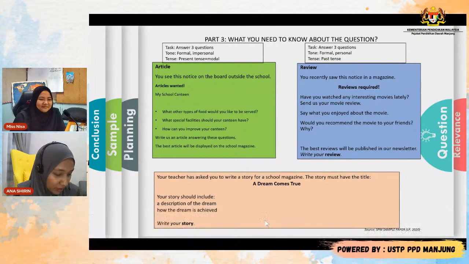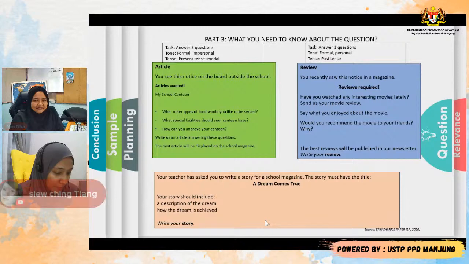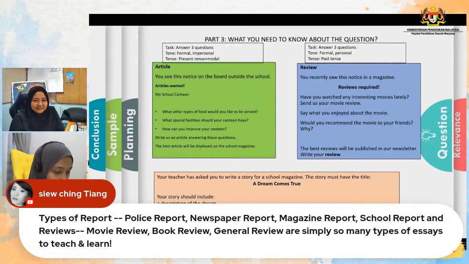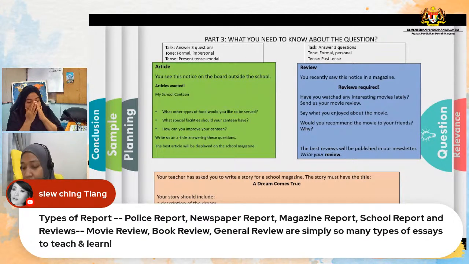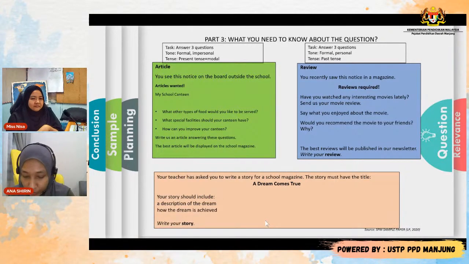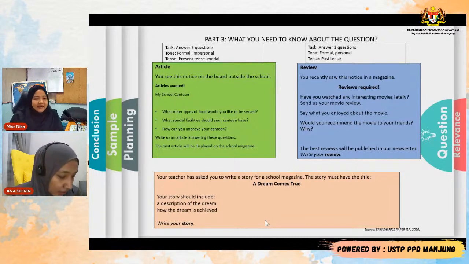I see here Cikgu Tiang mentions types of report: police report, newspaper report, magazine report, school report, and reviews. So many simple types of essays to teach and learn. Exactly. In fact, that's why I'm going to focus a bit more on my review. I know it's already 4 o'clock. I'll try to take only 15 minutes to do this. Cik Nisa, any more questions? None. Right.